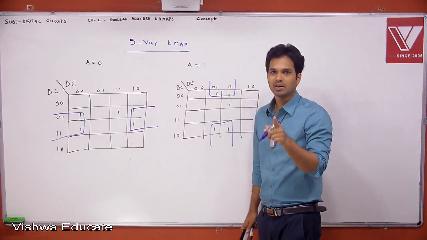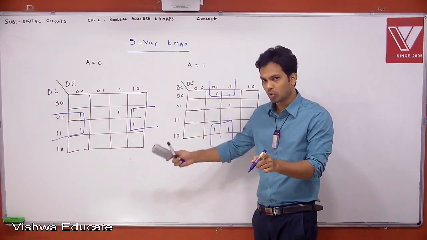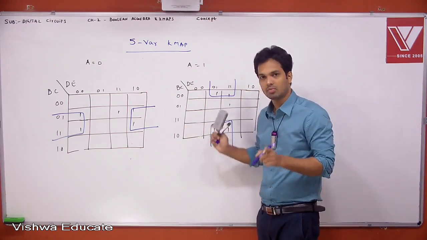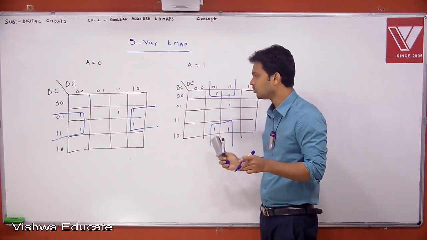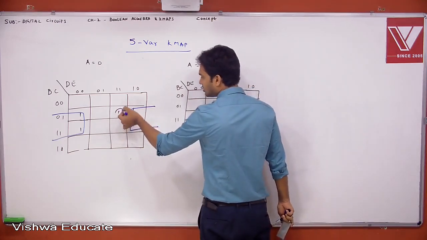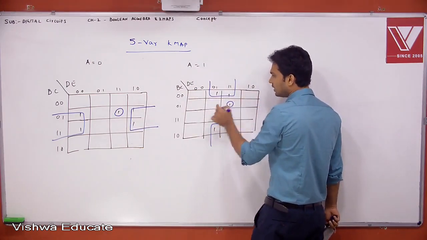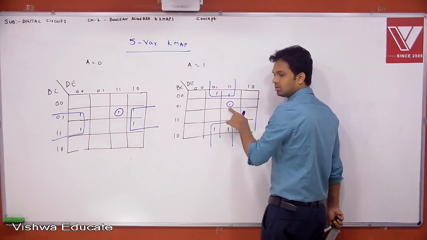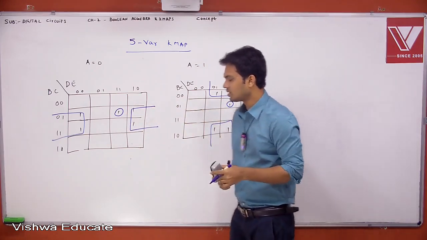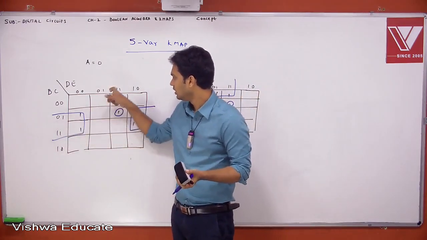If any particular term or pair or any group is common in both the K-maps, then we can make the grouping between the two K-maps. Because here, suppose this is one single term, this is one single term. Both of them you can make as one pair. These two will become one pair. Because if you write this single term, what is the expression? B bar C D E.